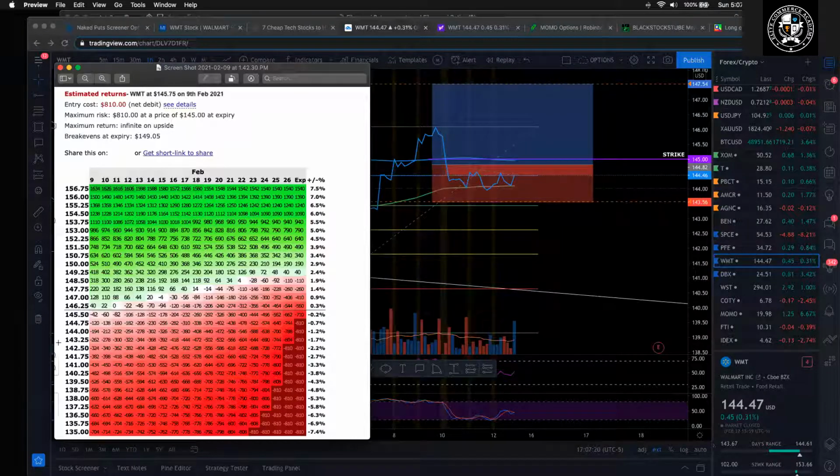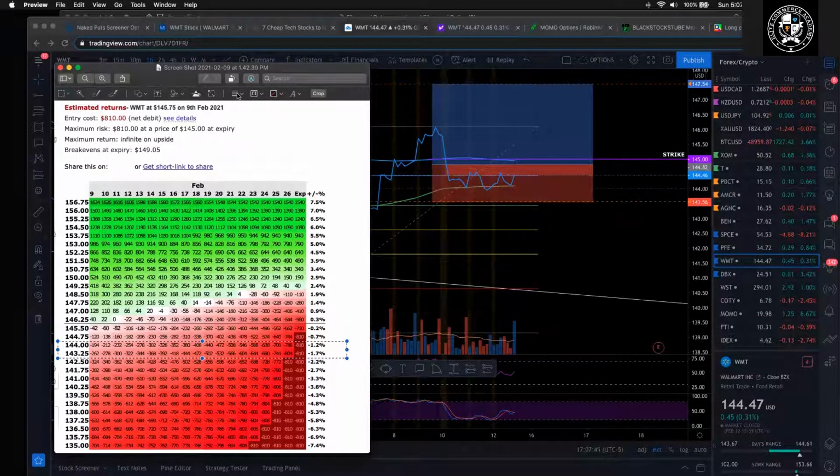143.56. So I would be somewhere between this area right here. My stop loss. So this is how much I'm willing to lose. All right, that's my stop loss on TradingView, my stop loss on the options profit calculator. Y'all, everybody understand that? Yeah, I got you.